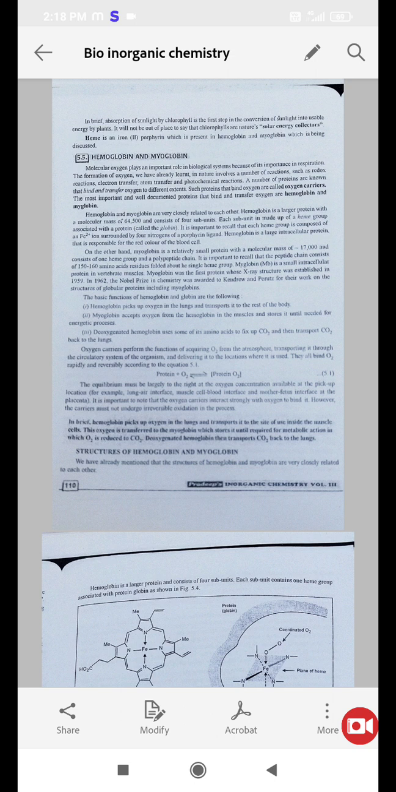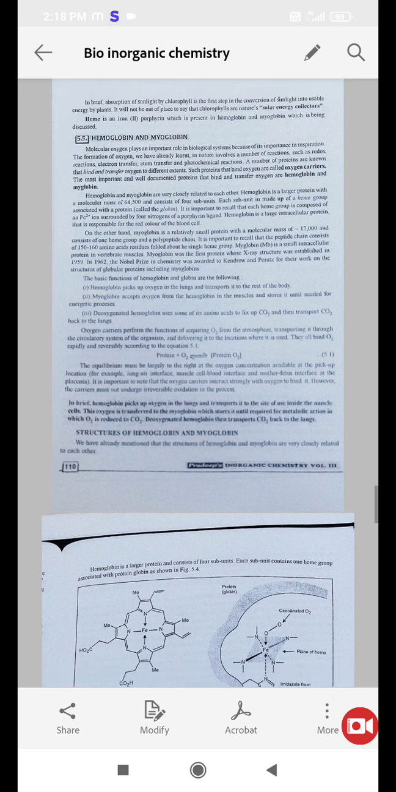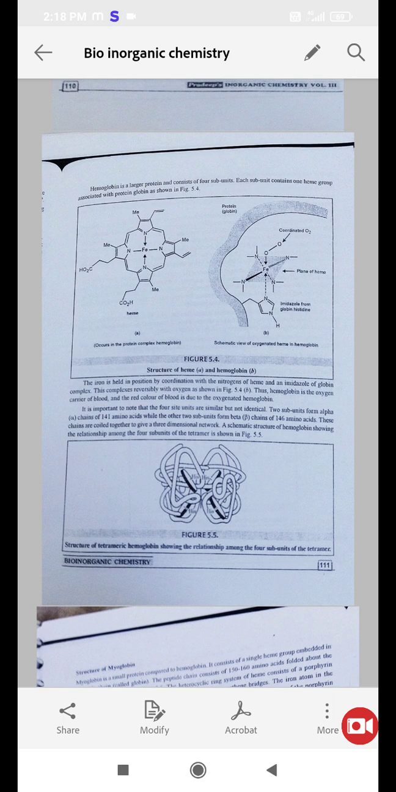We have already mentioned that the structures of hemoglobin and myoglobin are very closely related to each other. Hemoglobin is a large protein and consists of 4 subunits. Each subunit contains one heme group associated with the protein globin, as shown in figure 5.4. The first structure, A, is heme and the second structure, B, is hemoglobin. The iron is held in position by coordination with the nitrogens of heme and the imidazole of globin. This complex binds reversibly with oxygen as shown in the figure 5.4b.